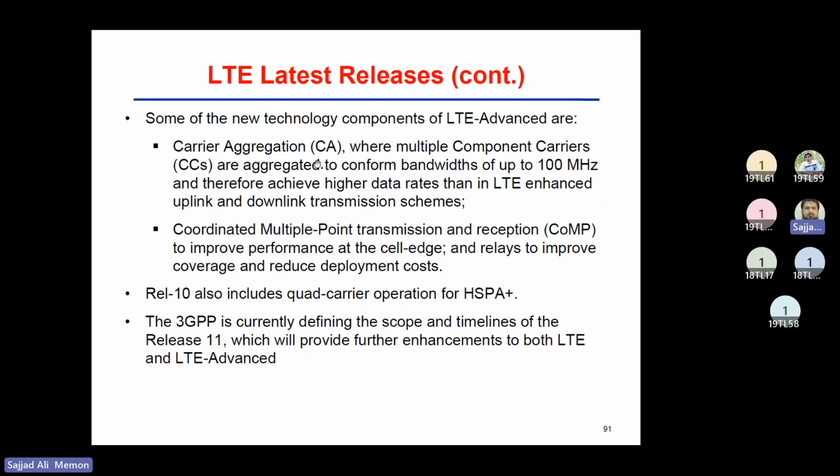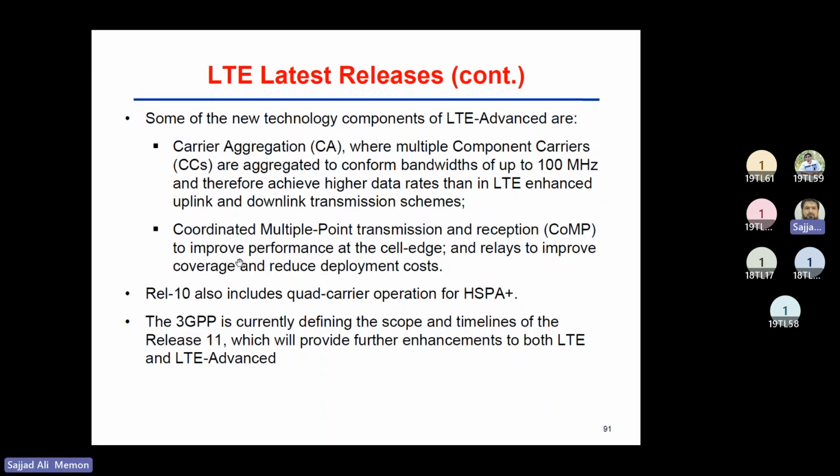Normally we had a chunk of frequencies. That chunk may be 5 megahertz, maybe 10 megahertz. But with carrier aggregation, you can have different chunks of bandwidth in different frequencies. Still, you can combine them and count that as an aggregate bandwidth. So that is the advantage of carrier aggregation, and that is allowed in the LTE Advanced release, Release 10 and beyond.